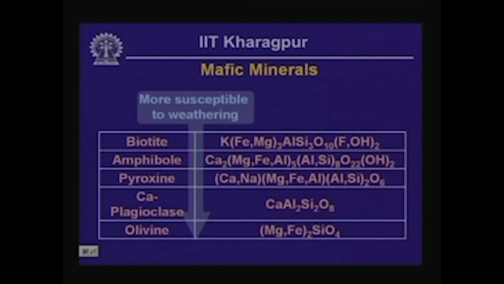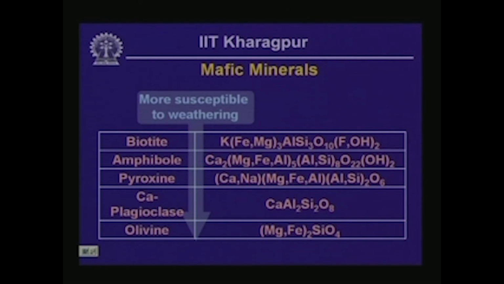Right now, as you transition from biotite to amphibole to pyroxene to calcium plagioclase to olivine, you are going to get rocks that are more and more susceptible to weathering. Recall from Bowen's reaction series that olivine was appearing near the top of the reaction series.